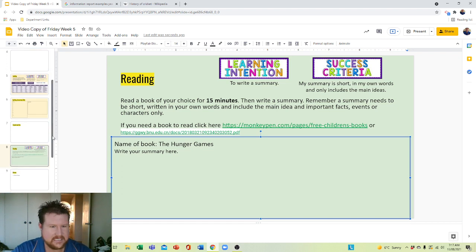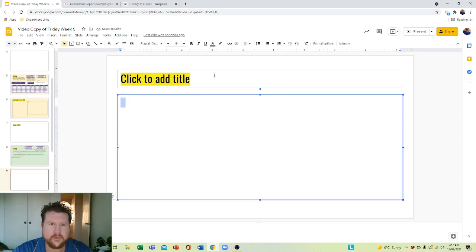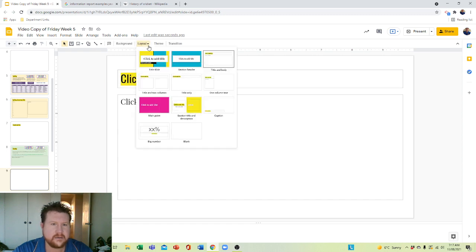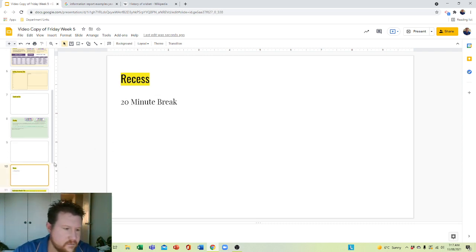I hope that makes sense. Write it all down here. Again, more slides if you need them. If you're unhappy with that type of stuff, you can go to layout. I'll give you a blank one. But this one's probably the easiest because it gives you a title, so you can say "reading continued", and then write this one. Then have a break again.